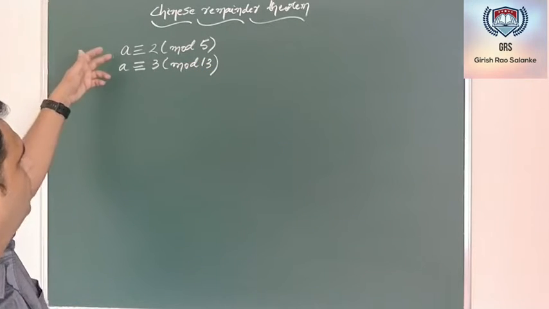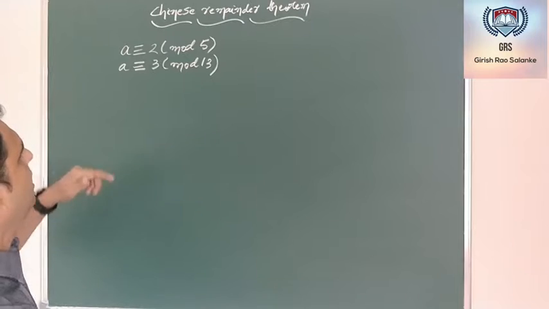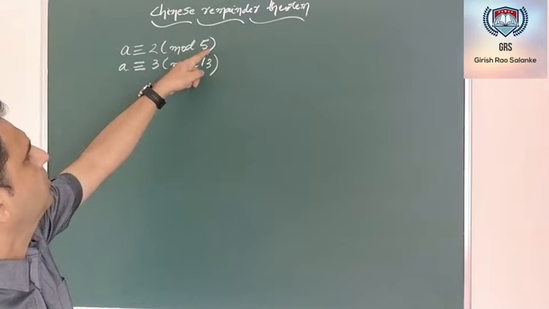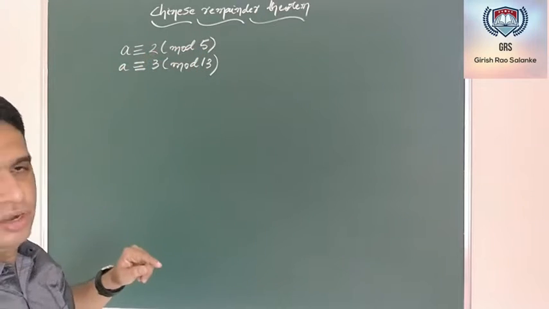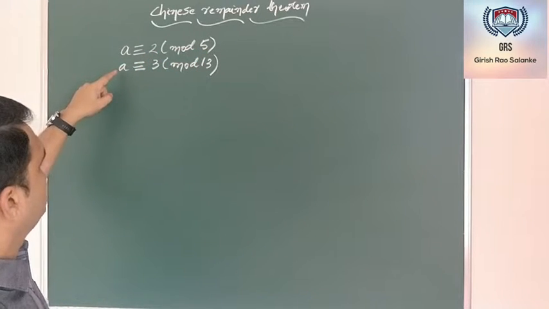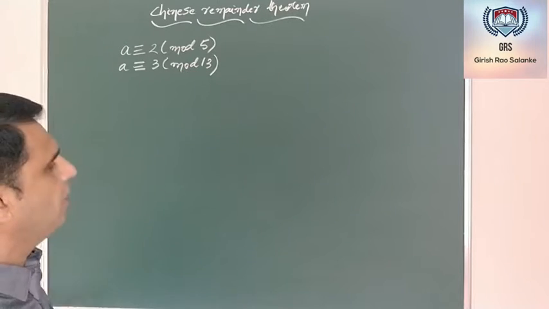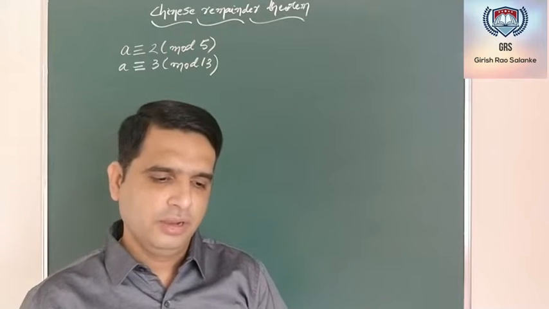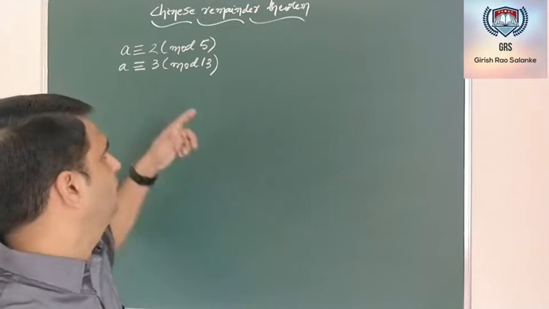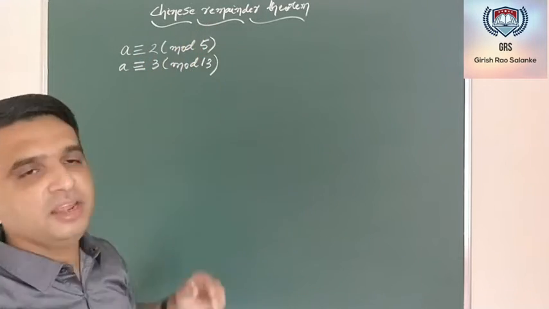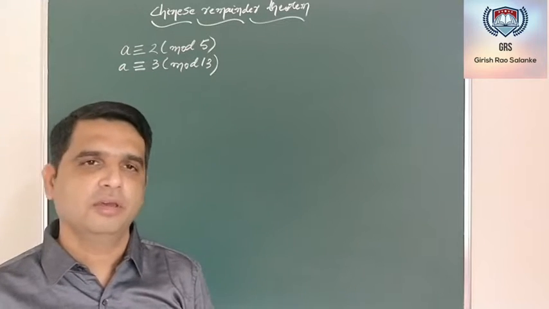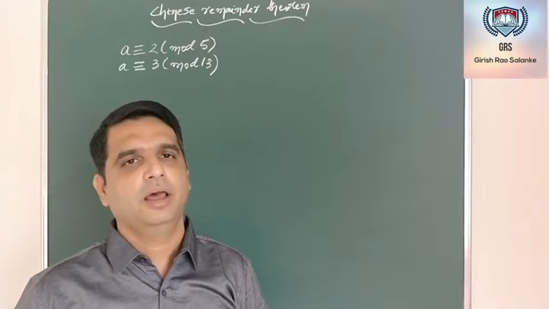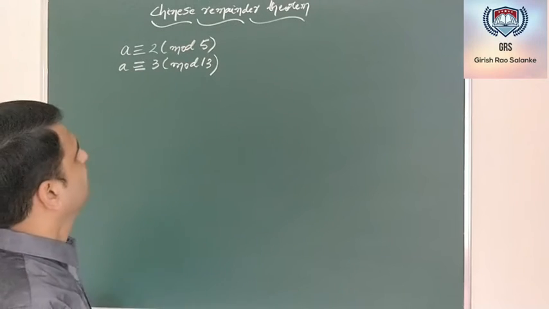Now, in order to solve these two congruent equations, I need to find a value of A such that when I perform a mod operation with respect to 5, I should get the remainder as 2. When I perform A mod 13, I should get a value of 3. In today's video, I am going to discuss how to solve these congruent equations with the help of the Chinese remainder theorem. I am not going to discuss what the Chinese remainder theorem means, or the proof of it.